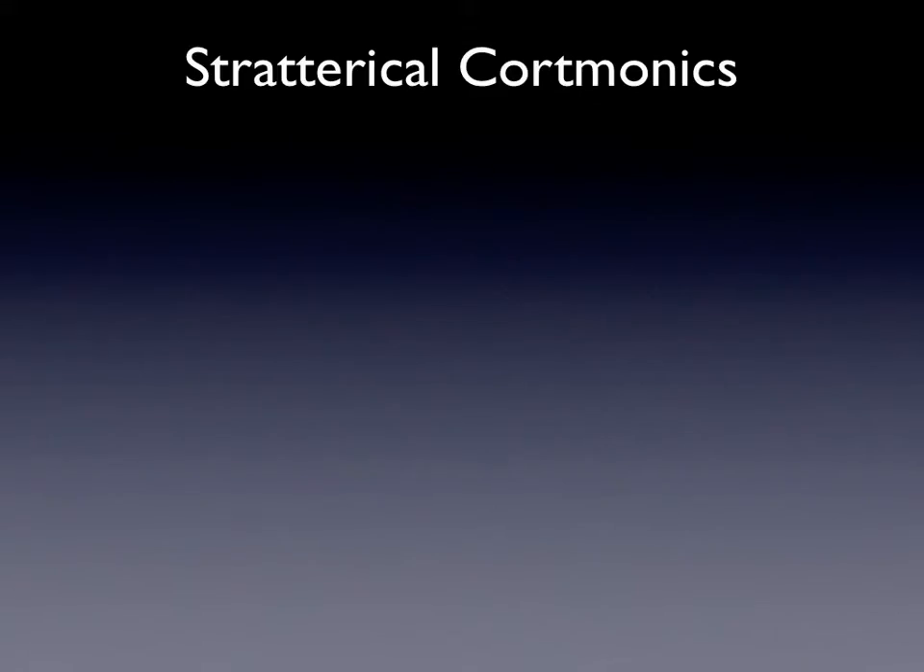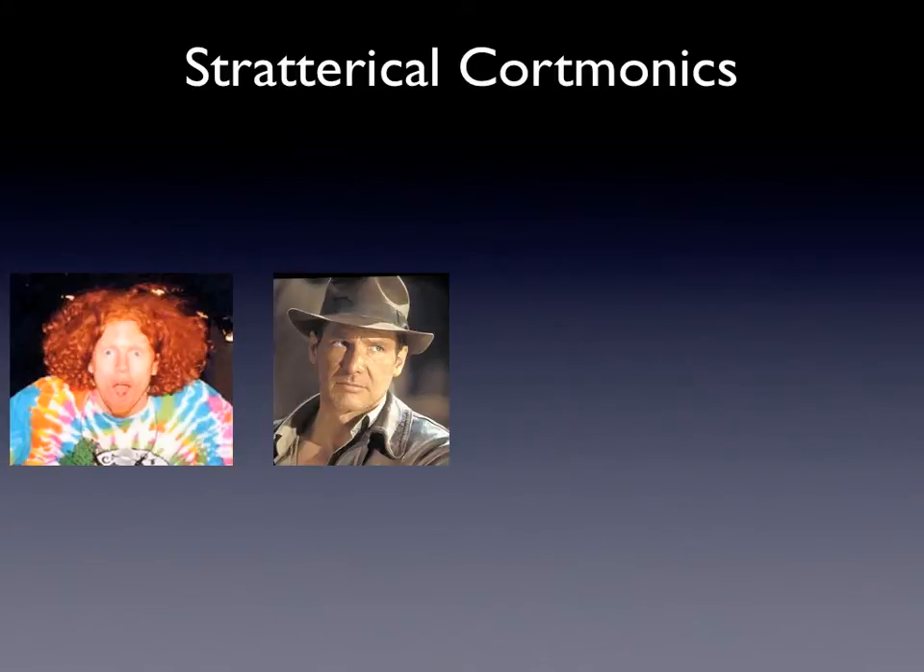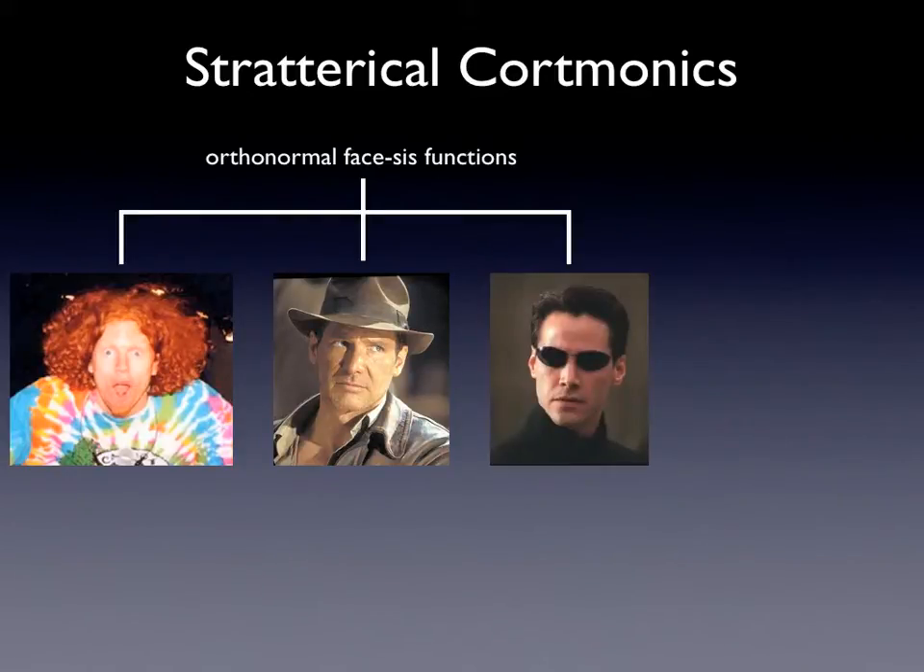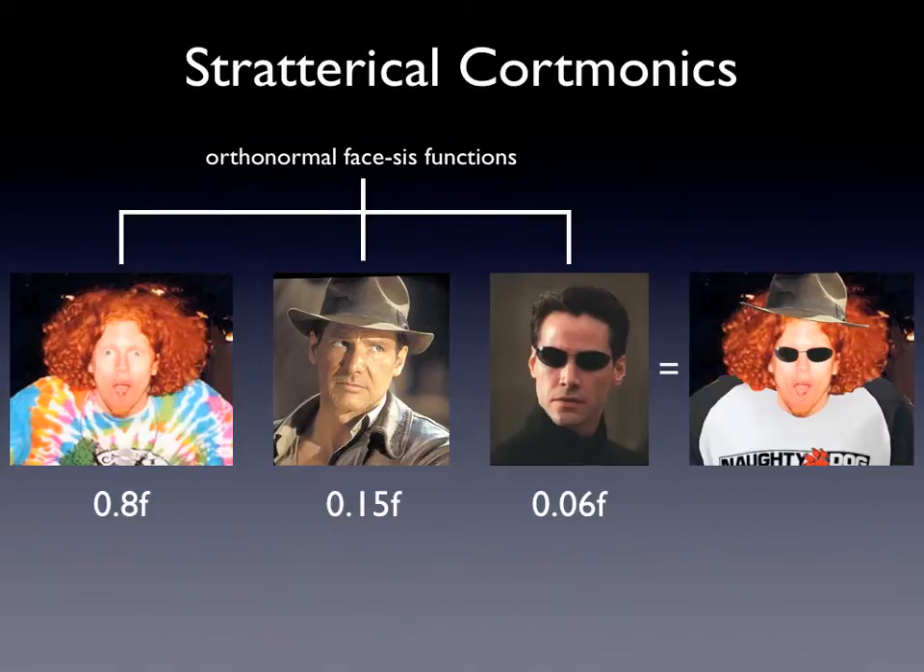Now, I didn't actually get Cort's permission to use his picture in this video, so I have to approximate him, and I'm going to do that using a technique I like to call strategetical Cortmonics. It's very similar to spherical harmonics, except instead of orthonormal basis functions defined on the surface of a sphere, you're using orthonormal faces functions defined in Google image search. And you want to go ahead and recreate the original signal, which is Cort's head, by weighting these things and then summing them up to reconstruct. So I'm going to go ahead and give Carrot Top 0.8, Indiana Jones 1.5, and Neo 0.06. That's Cort. And the result is 101% dangerous.